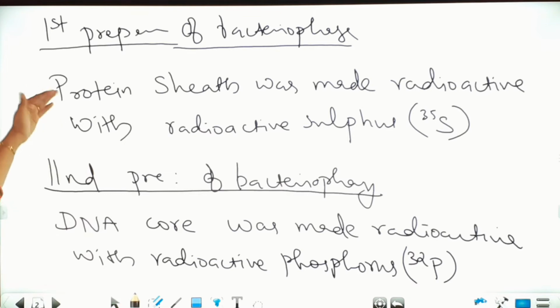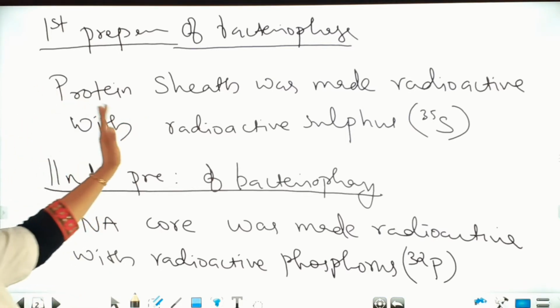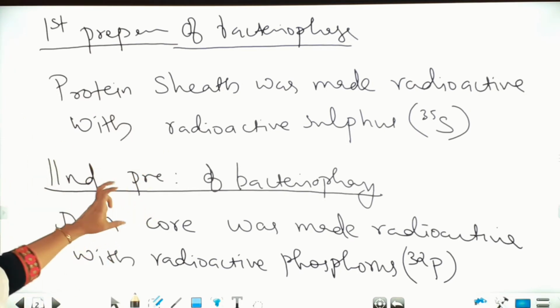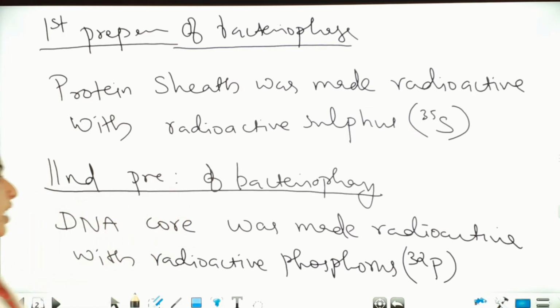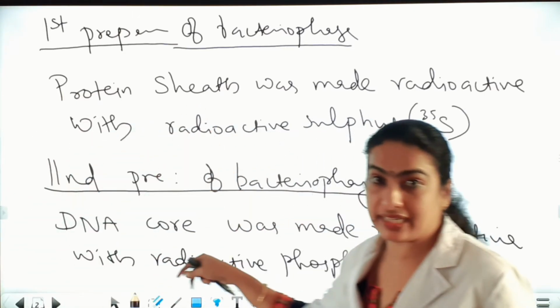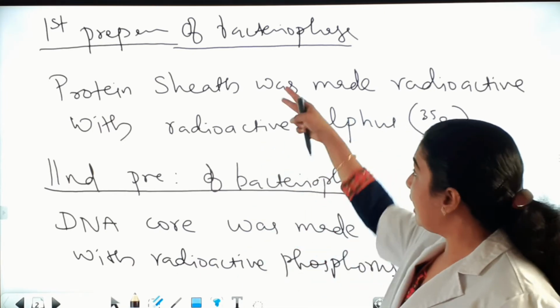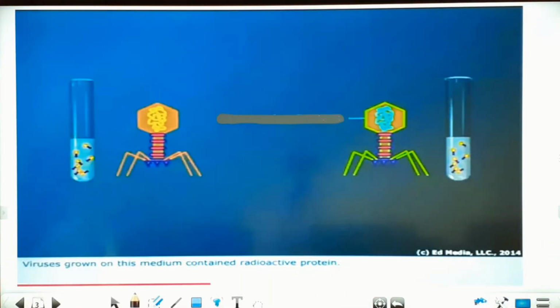So two preparations were made by the scientists. In the first preparation, the protein sheath of the bacteriophages was made radioactive with radioactive sulfur. And in the second preparation, some bacteriophages were taken and their DNA core was made radioactive with radioactive phosphorus. So these are the two preparations made with bacteriophage. So clear? And these two bacteriophages were allowed to infect.